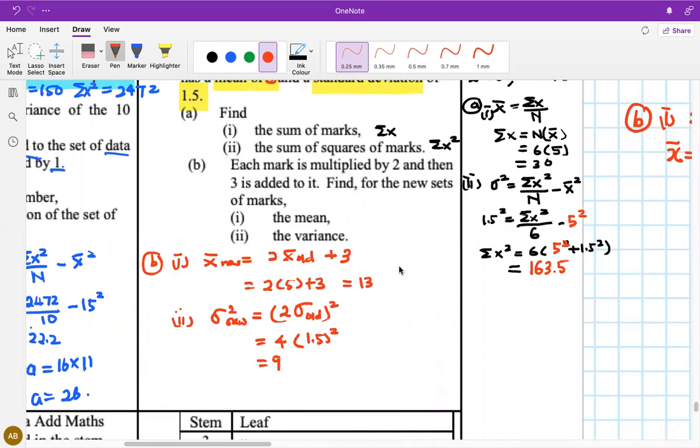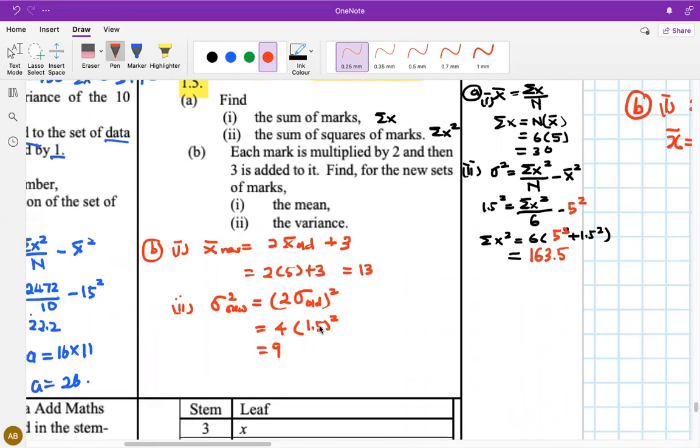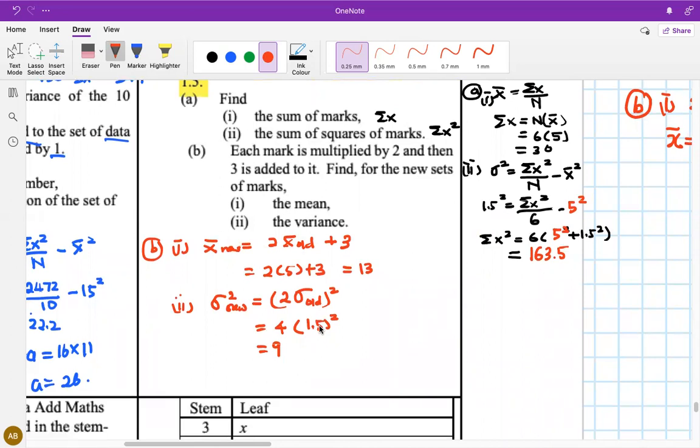So we have already discussed that the measure of central tendency is affected if you multiply, divide, add, or subtract each data value. It will affect the mean, the median, and the mode in the same way. But for measures of dispersion, only multiplication and division will affect them, such as the range, interquartile range, standard deviation, and variance. And remember, for variance you have to square it, because variance is standard deviation squared.